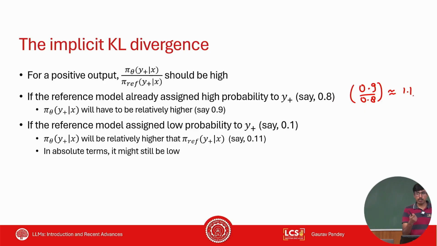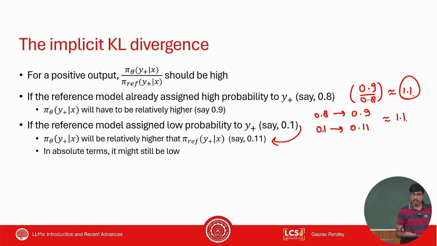Now, if the reference model assigned a low probability to the response, 0.1, the model can achieve that same ratio by just increasing the probability from 0.1 to 0.11. So the ratio when the model increases the probability from 0.8 to 0.9, and the ratio when it increases from 0.1 to 0.11, is approximately the same, which is 1.1. So what that means is that if the reference policy does not assign a very high probability to a preferred response, even after you do DPO training, it's not going to assign a very high probability.